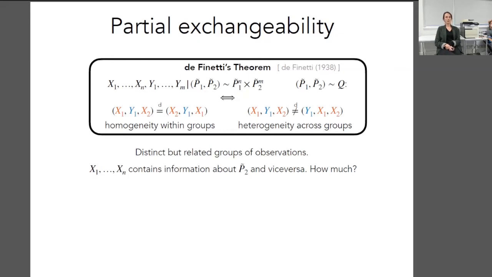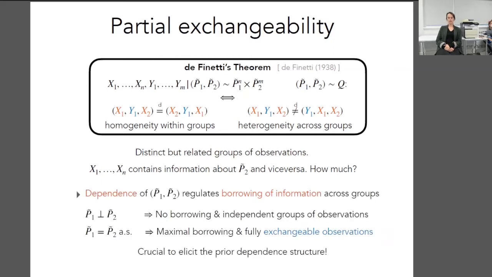Whereas in the example on the right, we are permuting x1 and y1 that belong to two different groups, and so we are not guaranteed that the distribution will stay the same. And this translates an idea of heterogeneity across different groups. So the idea here is that partially exchangeable models are really ideal whenever you have distinct groups of observations that you believe are somehow related. So you want the observations in the first group to tell us something also about the distribution of the second group and vice versa. And the question becomes, how much borrowing of information do we want across different groups?